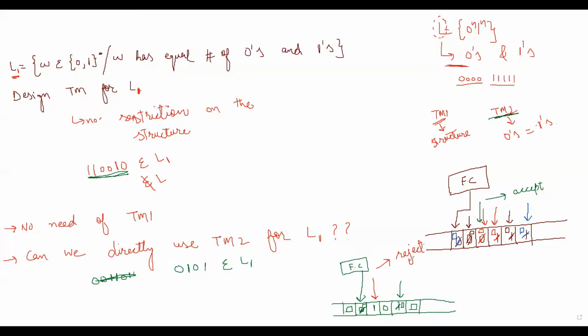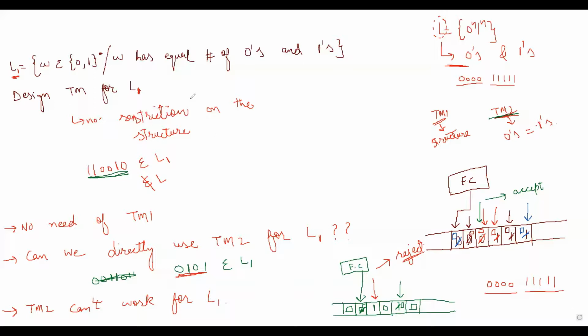By rejecting this string, it will say that this string does not belong to L1, but we know that this string belongs to L1. So we cannot use TM2 directly for L1 as well. Why? Because TM2 will work only for those strings where the number of zeros and ones are equal, but first we should have zeros, then ones. So it is clear that TM2 cannot work for L1, and we need a new Turing machine for L1.